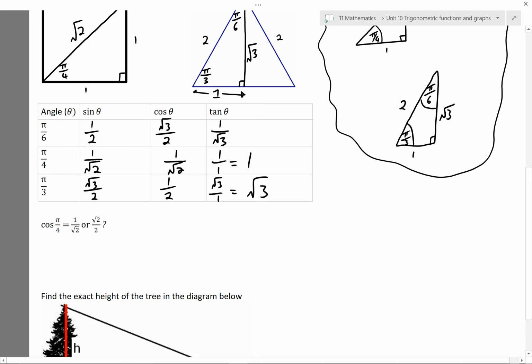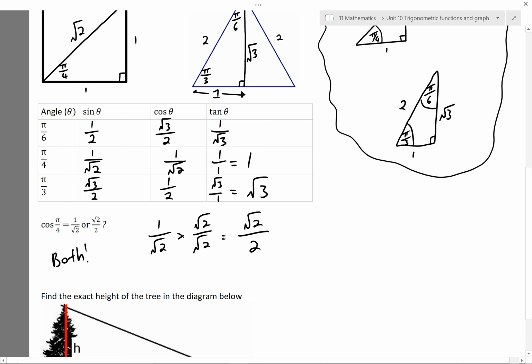In some textbooks, instead of having 1 on root 2, it'll have root 2 on 2. So which one is it? Well, if I have 1 on root 2 and I multiply it by root 2 on root 2, I'll end up with root 2 on root 2 times root 2, which is 2. Okay, so it's the same.